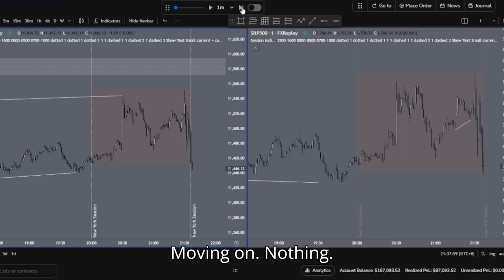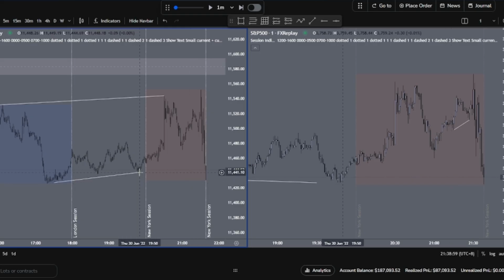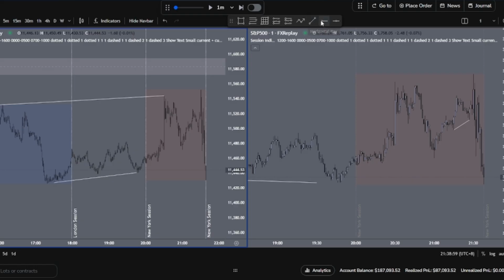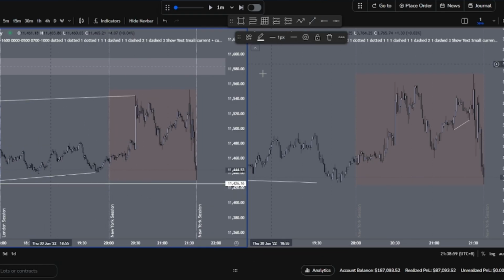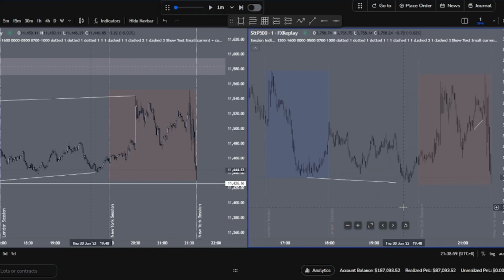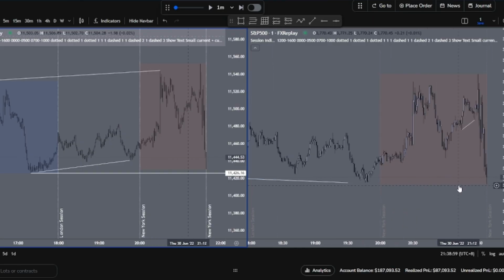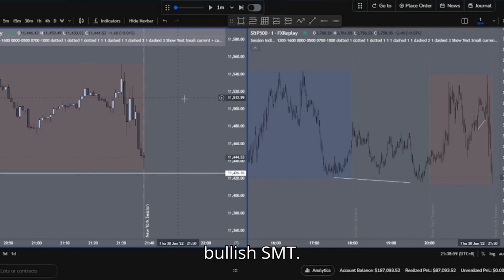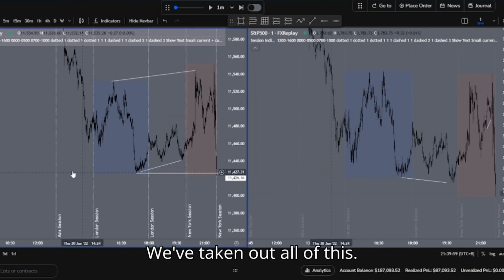Moving on. Nothing. We have a bullish SMT. We've not taken out London lows yet. On ES, we have. Okay, so bullish SMT. Okay, we've taken out all of this.